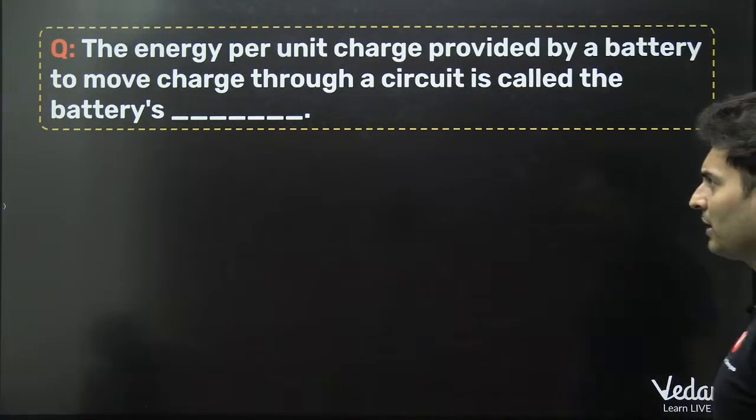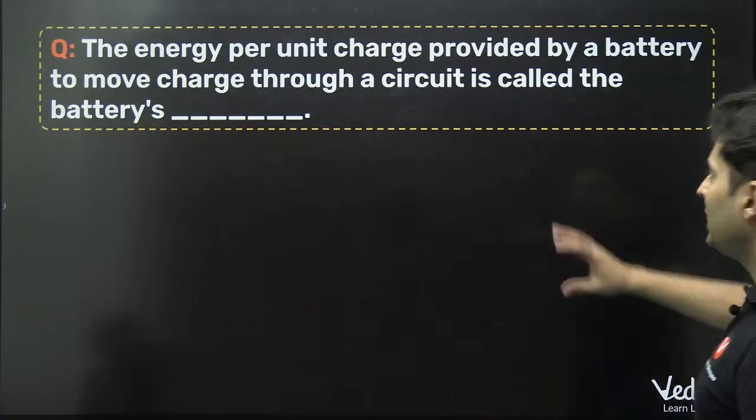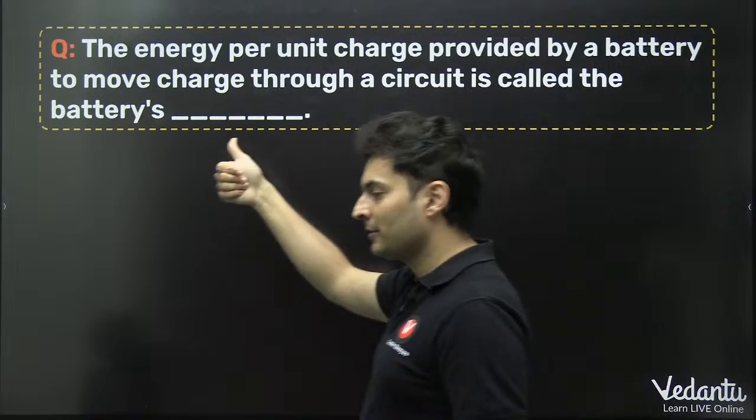Yes, it is Joule's law, perfect. The answer is Joule's law. Many of you wrote Joule's, perfect. Energy per unit charge provided by a battery to move the charge through a circuit is called the battery's what?